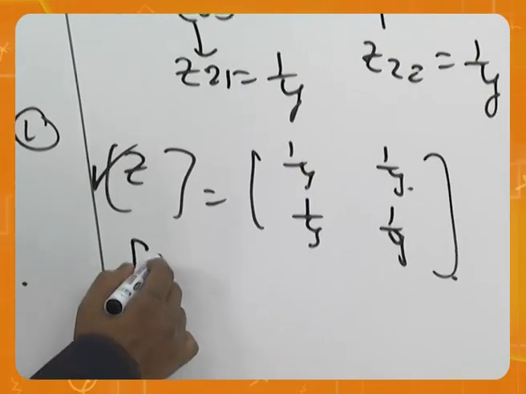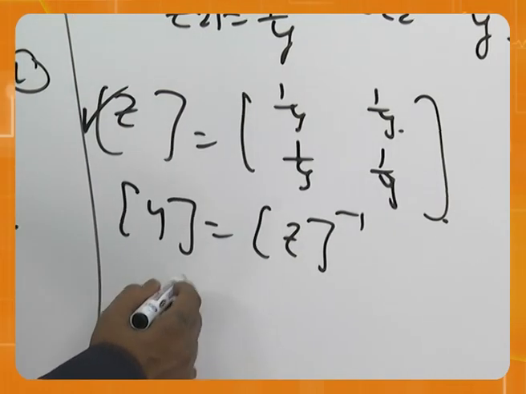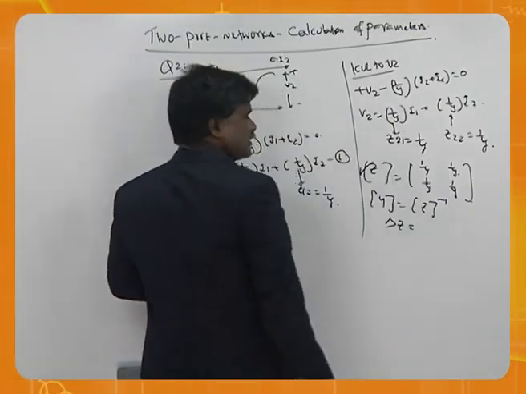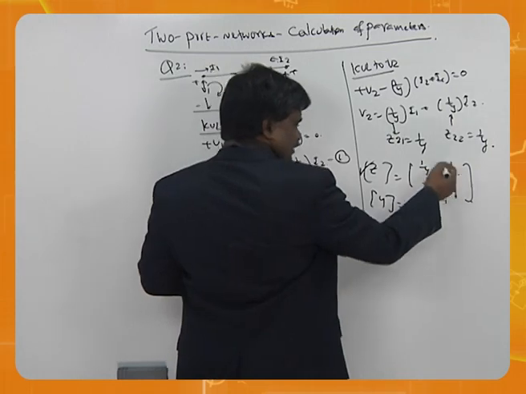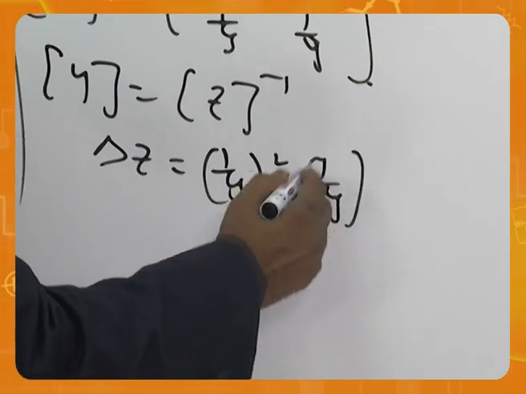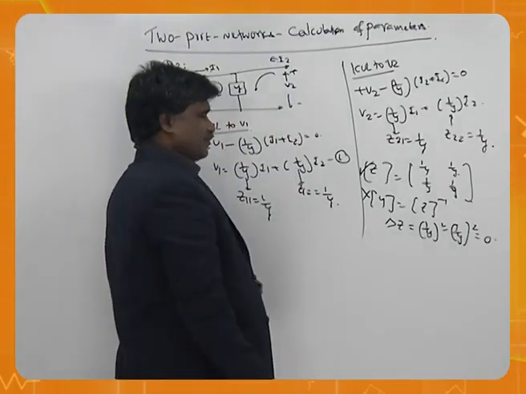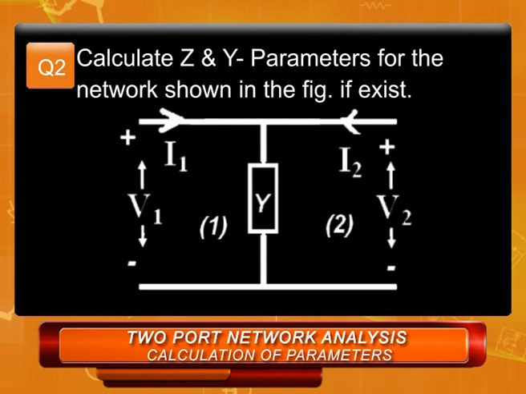Then if I go for Y matrix, it is Z inverse. That depends on delta Z. What is the delta of this? 1 by Y square minus 1 by Y square is equal to 0. Therefore, it doesn't exist. So, Z parameters exist, Y parameters do not exist. That's the solution for this problem.